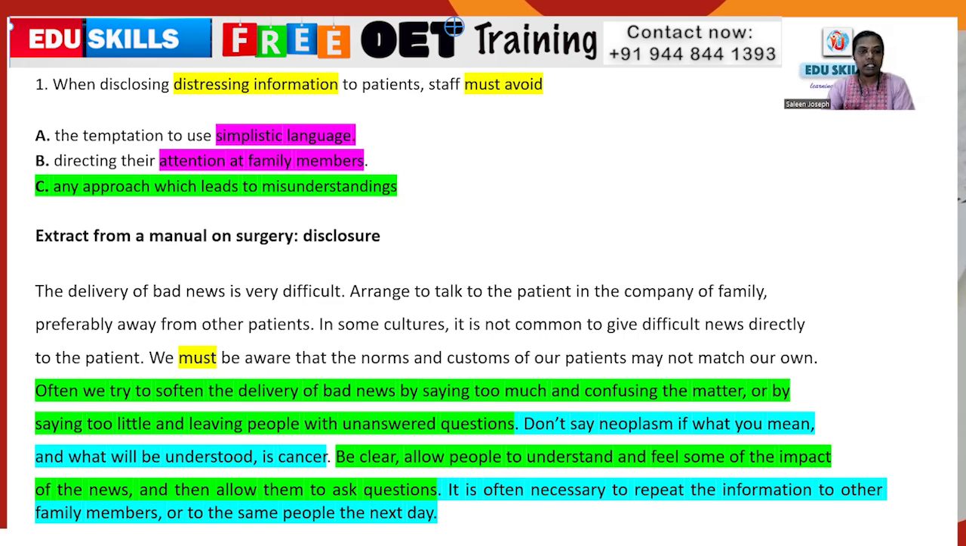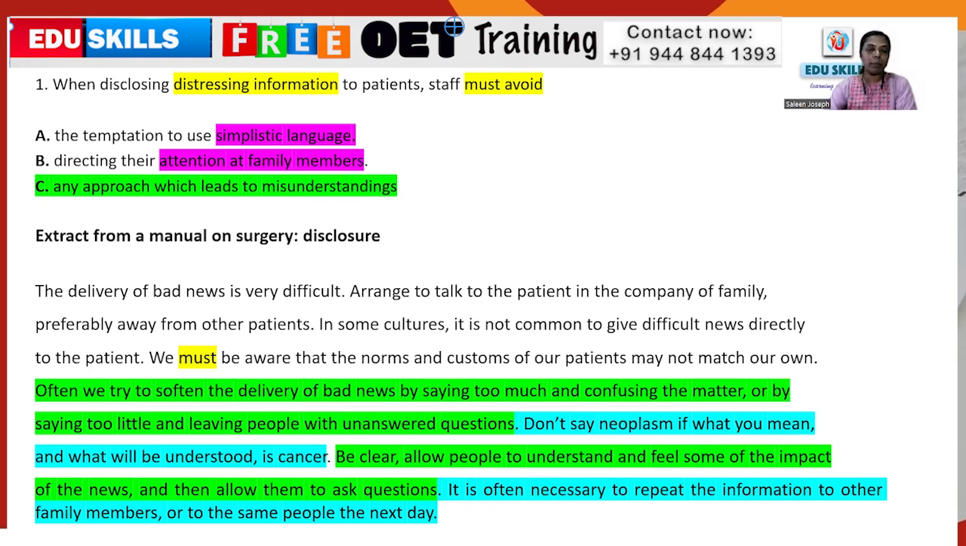Then option B, directing their attention at family members. So they're telling you should avoid directing their attention at family members. But as you know, the first sentence, that is a topic sentence, the delivery of bad news is very difficult. Next, supporting, arrange to talk to the patient in the company of family, preferably away from other patients. So they're telling you have to talk to the patient in the company of family. Okay, so you have to attend even the family members also. You should not avoid the attention to family members.